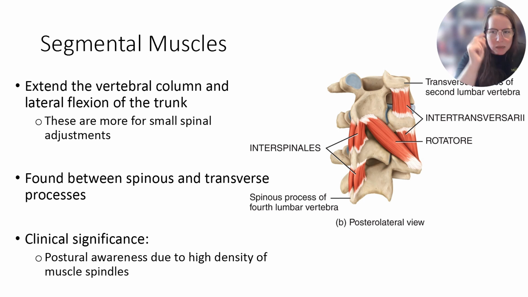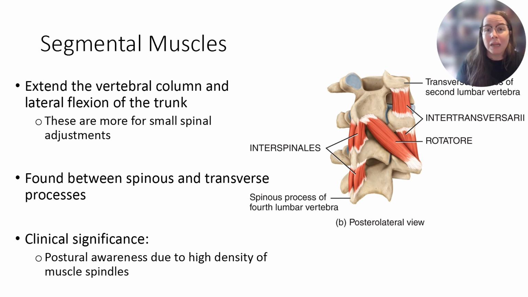Now, the last muscles I want to look at are these tiny little muscles that are connected to different processes on each individual vertebra, called the segmental muscles. Again, they're going to do the same thing. They can do lateral flexion, they can extend the vertebral column, but what is their main job? Posture. What they do is each one of these muscles has what we call a high density of muscle spindles.